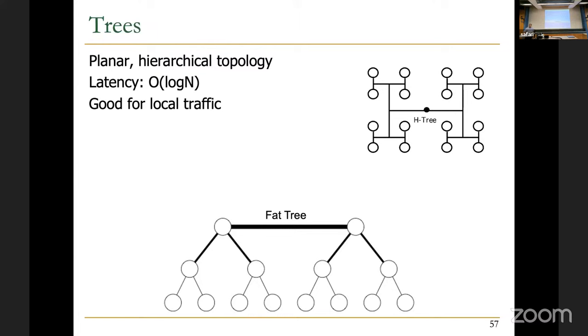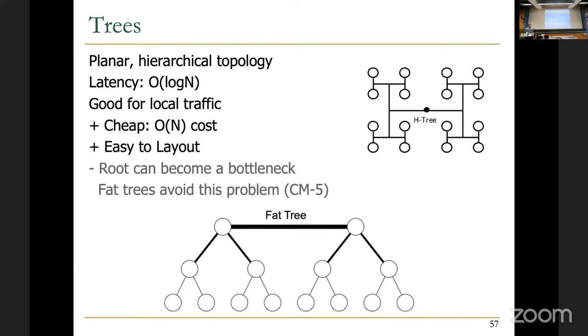Another important topology is tree. It's considered a hierarchical topology. So latency is O(log n), which is good for local traffic. If your traffic is more or less local or neighboring, trees are quite good. But the moment that you need to go to the root because you want to make global communication, then the latency is not that good. So the root essentially can become a bottleneck.